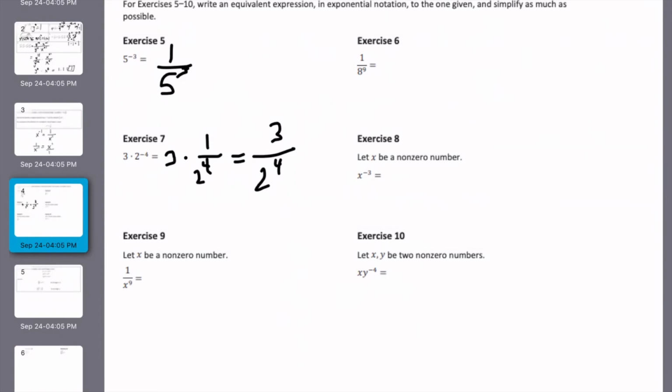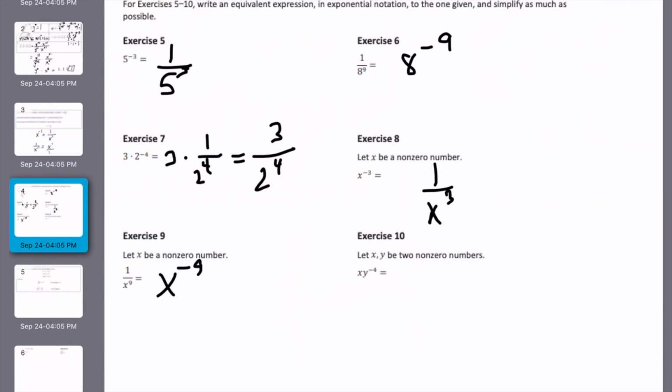I'm trying to rewrite it in the opposite notation for exercise 9. So what I'm going to be doing is I am going to rewrite this as x to the negative ninth power, because that's the same thing as 1 over x to the ninth. Same thing for exercise 6. This is just going to be 8 to the negative ninth power. For exercise 8, I have x to the negative third. Again, this works the same for variables as well. So this becomes 1 over x to the third.